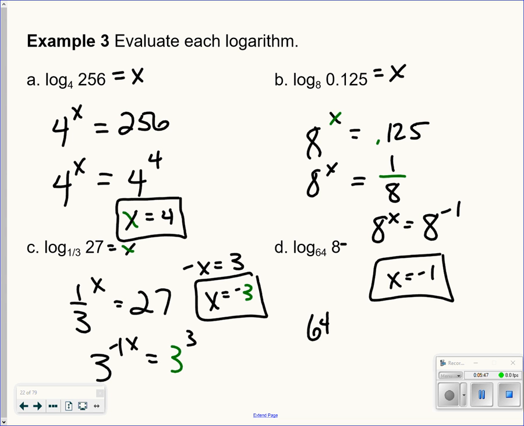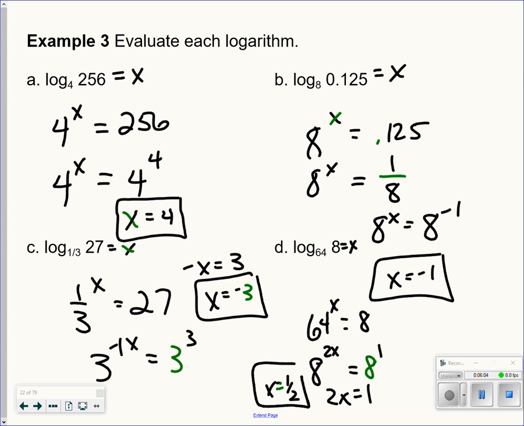Next one, 64 to the x power will equal 8. Now, you can't square one side, but I can change 64 into 8 squared. And so now the bases are the same. I can set them equal and solve.